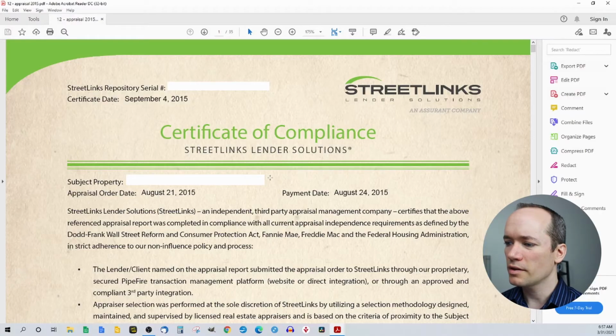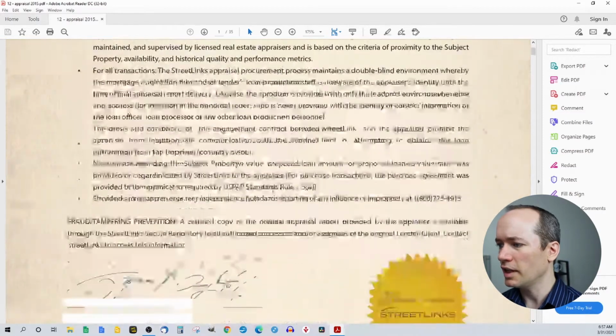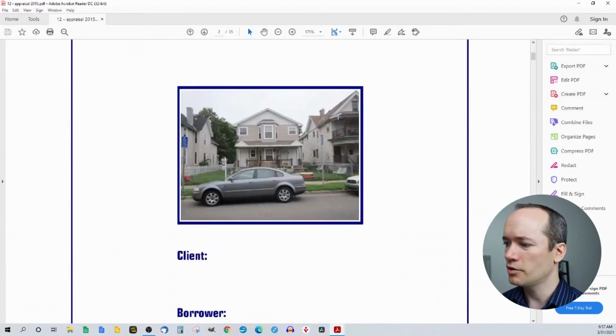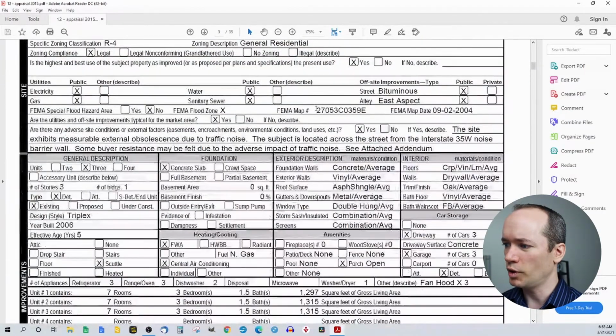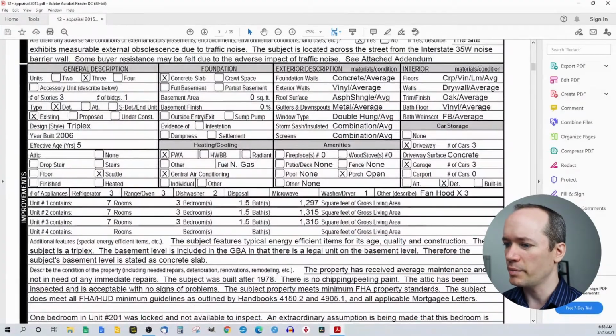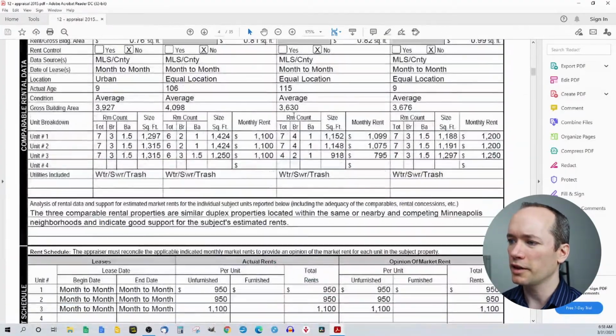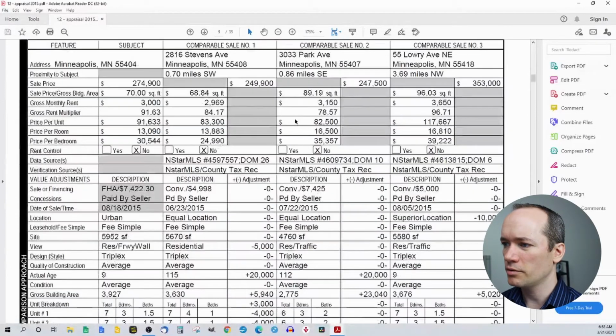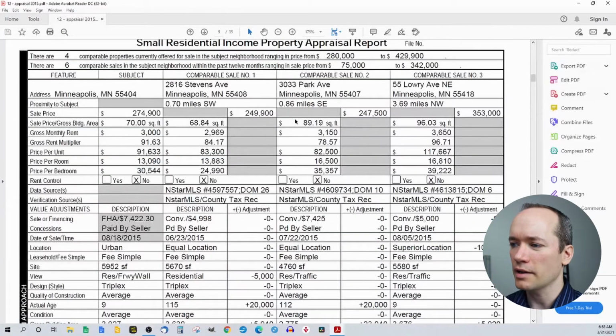Today we're going to take another look at the 2 appraisals that were done on my triplex in Minneapolis. These are the same appraisals that we looked at last week when we were talking about rental comps. So this is the appraisal done in 2015, and I'm going to scroll down to page 3 here. Page 1 again is where it just explains some details about the property. Page 2 is where we look at the rental comps. And then page 3 is where we get into the sales comparables.